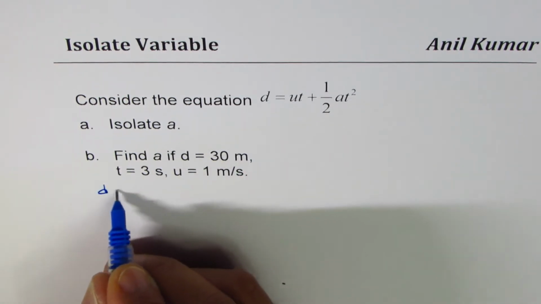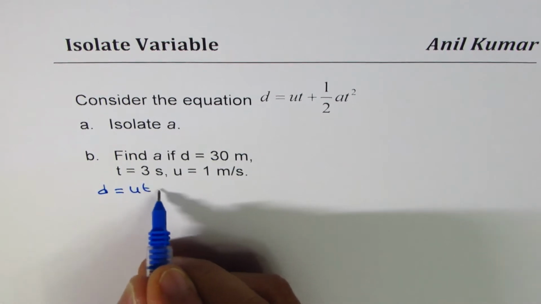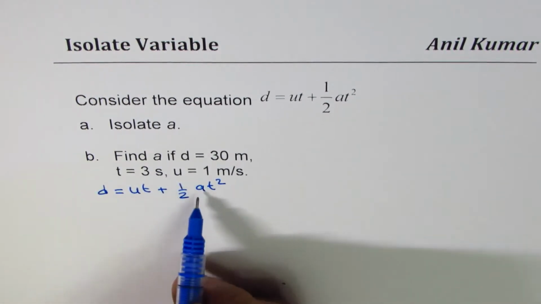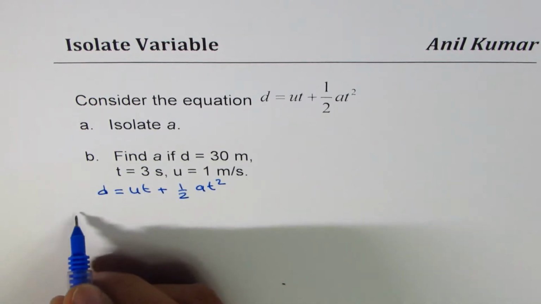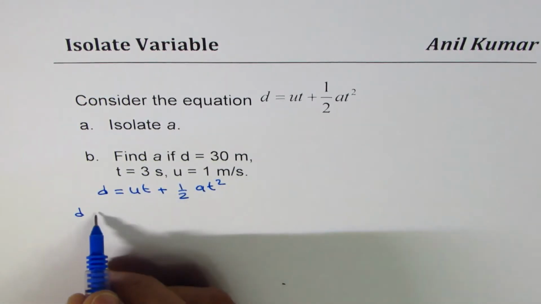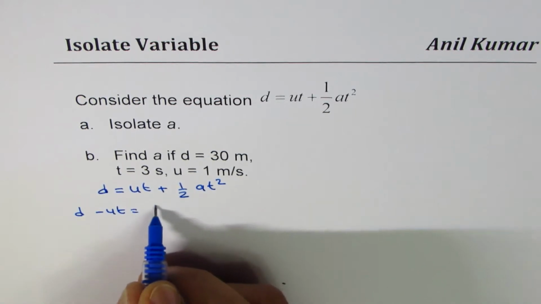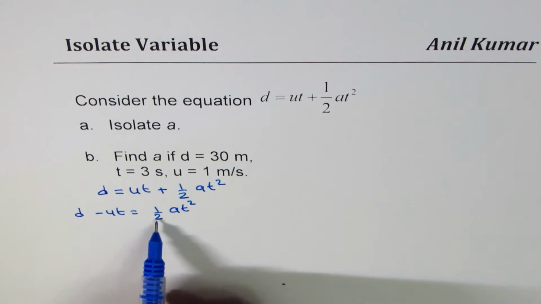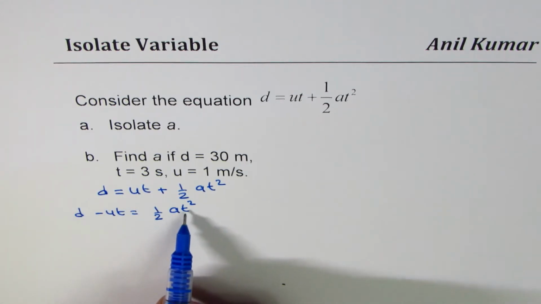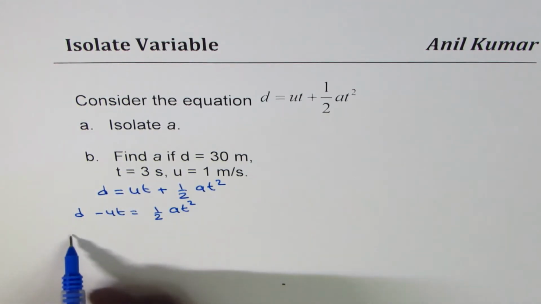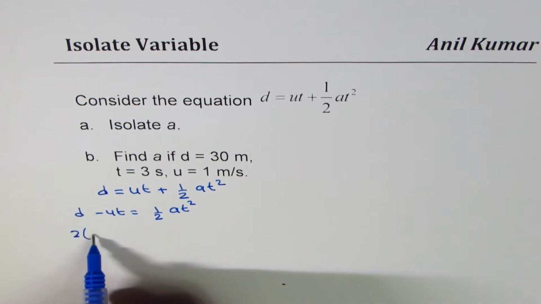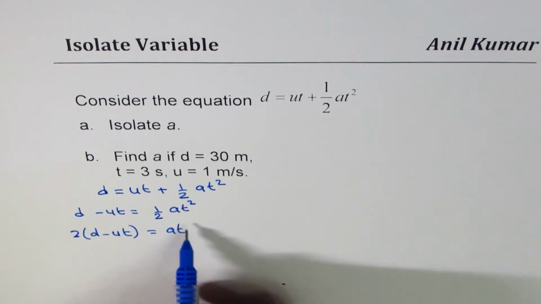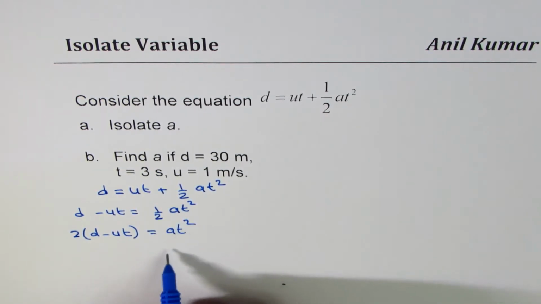So we have d equals ut plus half at square. Since we need a, we'll take ut to the other side, that is minus ut both sides, right? And you get half at square. Now we can multiply by 2 and divide by t square. So let's multiply by 2 first. So we get 2 times (d minus ut) equals at square. And now we'll divide by t square.